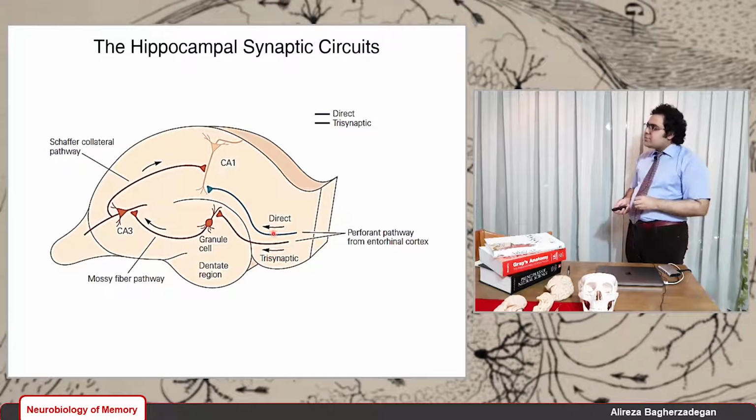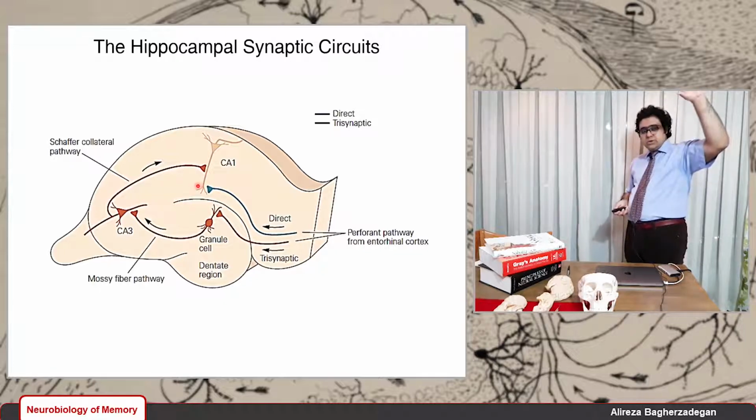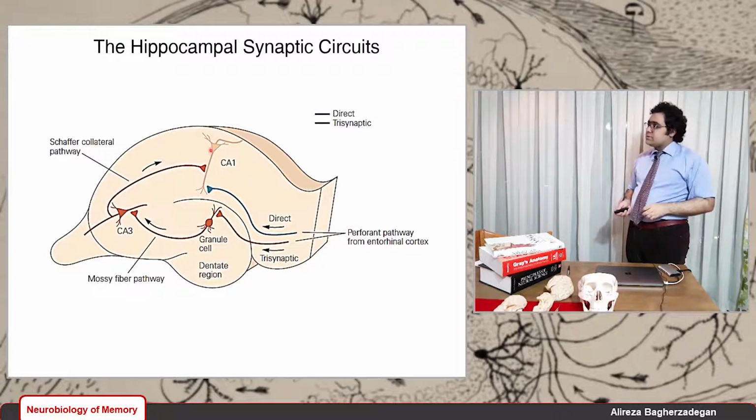And there is a direct pathway, as I told you, and there's a trisynaptic pathway. The direct pathway originates from layer 3 of the entorhinal cortex, and the pyramidal cells directly contact the very distal apical dendrites of pyramidal cells in CA1 area. Okay, you can see this connection.